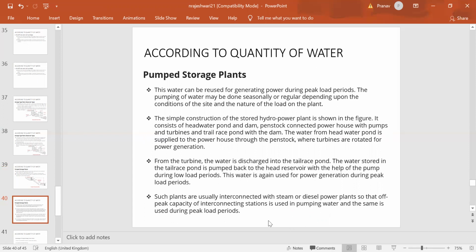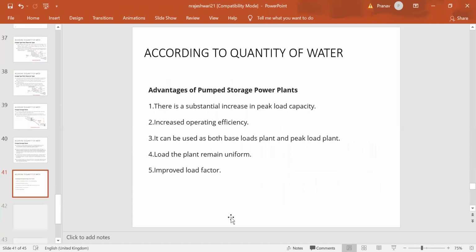Such plants are usually interconnected with steam or diesel power plants, so that the off-peak capacity of the interconnected stations is used in pumping water, and the same is used during peak load periods.